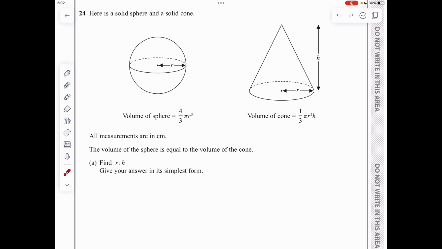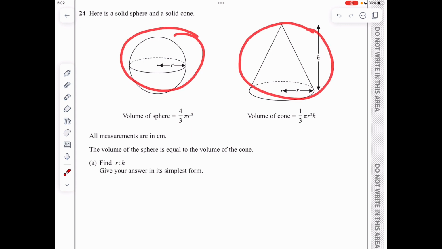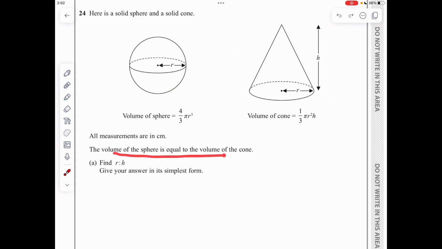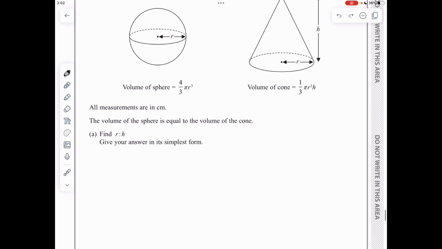In 24, we've got a sphere and a cone as shown, and we are told that the volume of the sphere is equal to the volume of the cone, and we need to work out the ratio of r to h. So we start by equating the two volumes.